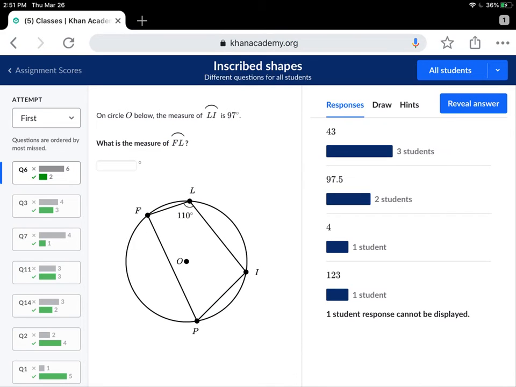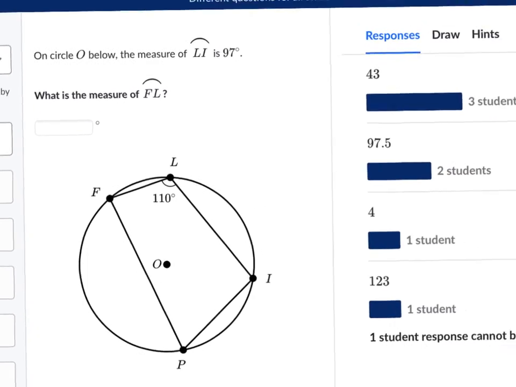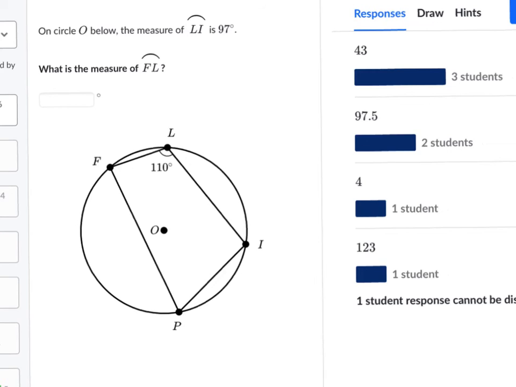So this one's a little bit simpler, actually. But one of the rules we learned about inscribed shapes is that opposite angles are supplementary. So we actually know one other angle here right away, and it's this one. If it's an inscribed shape, opposite angles are supplementary. So this has to be 70 degrees because 70 and 110 add up to 180.